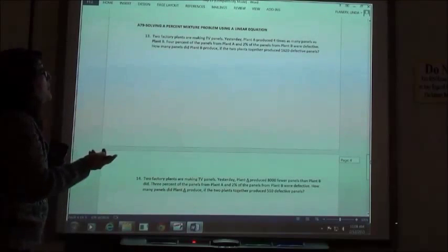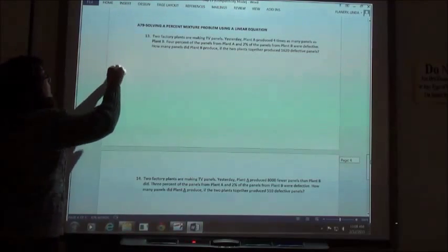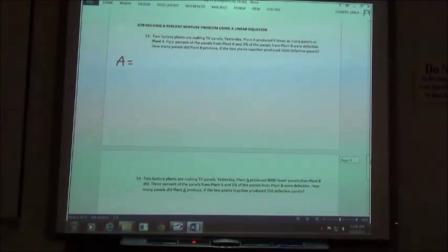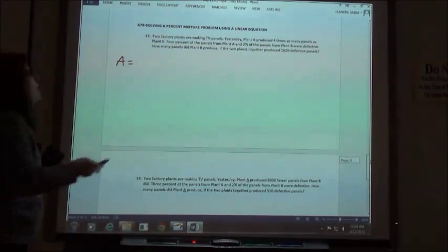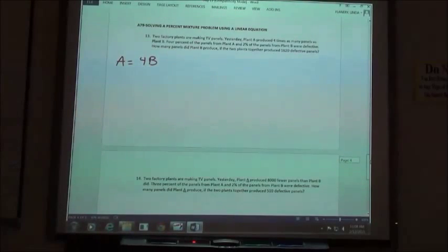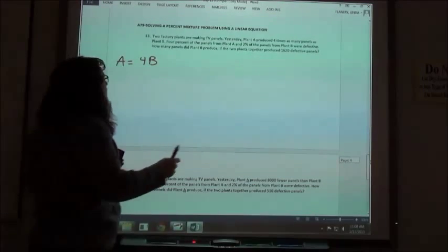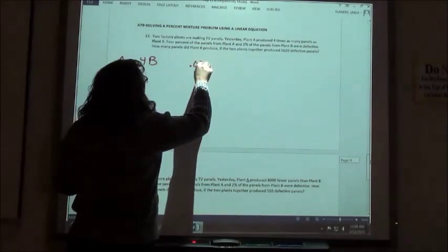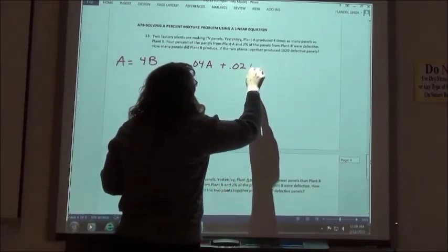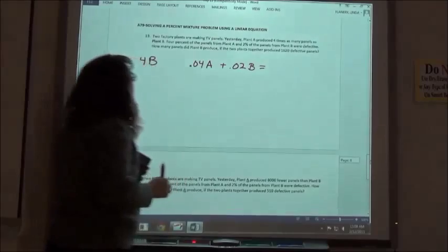So, it starts off and says plant A produced 4 times as many as plant B. 4 times B. Those would be the number of panels. 4% of the panels from plant A, so 4% of A and 2% of B were defective.